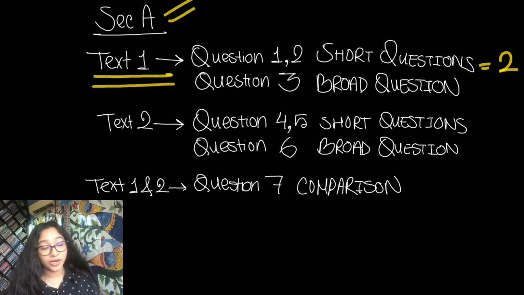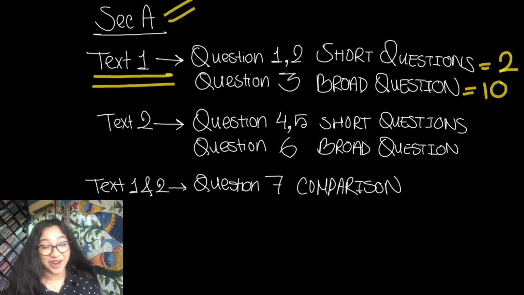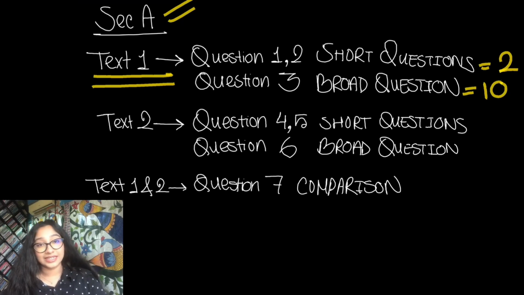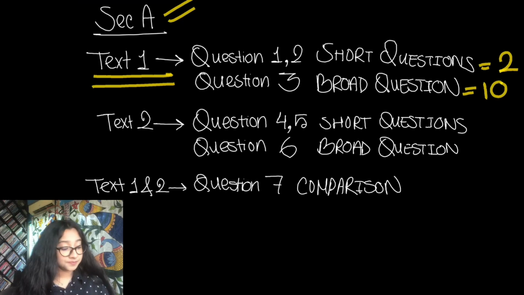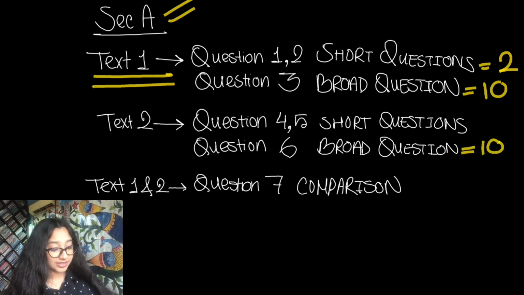Question 3 is a broad question, and it's going to be worth 10 marks, and that's a lot of marks. To attempt this question, we will have to learn some techniques that the writers use in their writing, some literary techniques and devices. Question number 3, this broad question, asks us to explain how the writer does a certain thing in the text. And it will be the same for question 6, but this time they will ask us to refer to text 2 for that question.